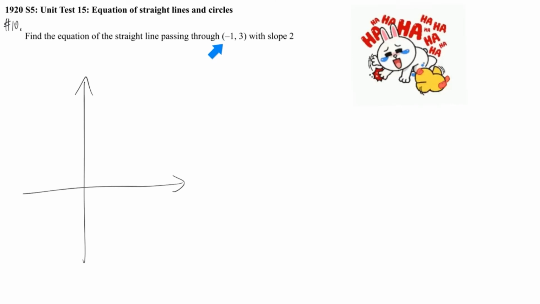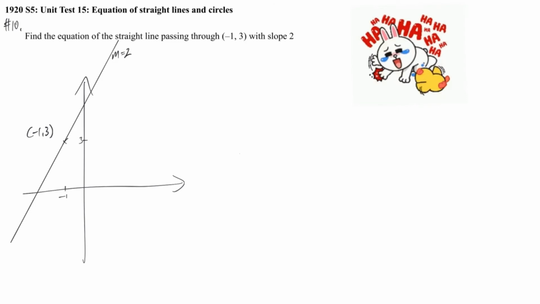This is our very fundamental question about the equation of a straight line. They say there is a line passing through a certain point, negative 1, 3. That means go left by 1 and then go up by 3. It passes through this point. And then with slope 2, a positive slope, that means it's going up, and larger than 1, that means steeper than 45 degrees. So it goes up quite quickly like this.